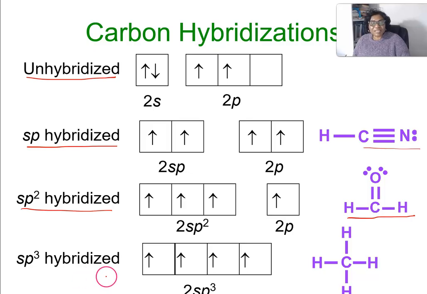Then we can have sp3 hybridization. In this case, it mixes all these four orbitals and comes up with four new orbitals which are the same. Then it uses them for bonding. That's when we have a structure like methane. The bonds are the same. So this is just an example to explain hybridization.